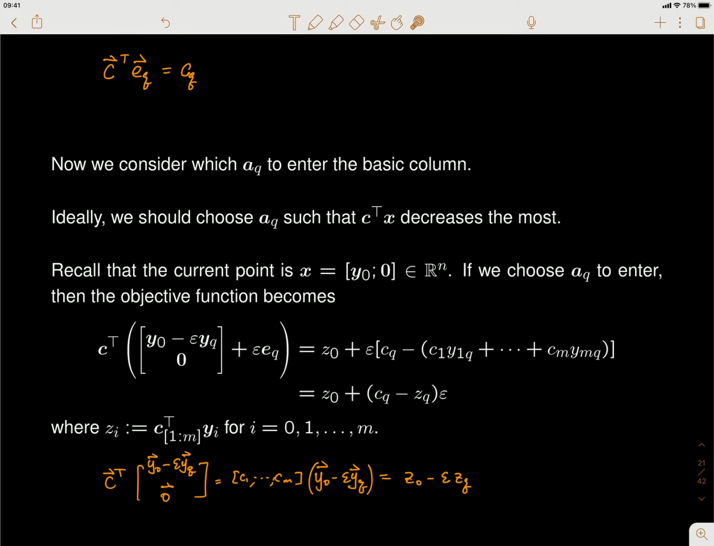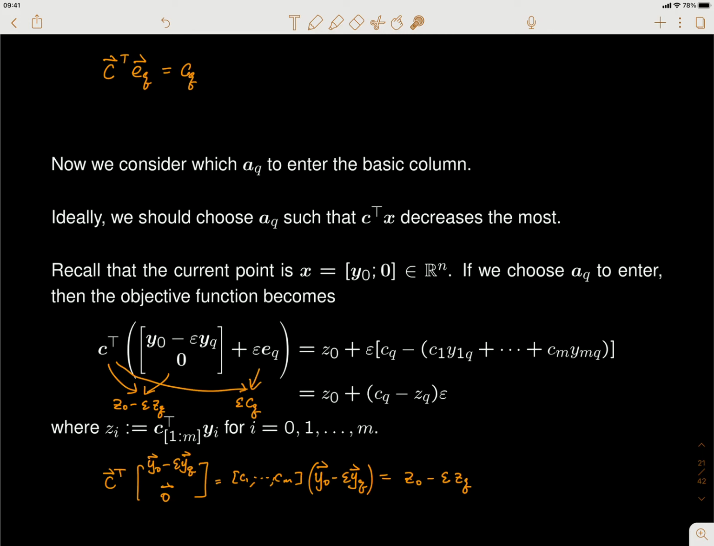So when I put everything together, as I said, these two together give me z0 minus epsilon zq. And these two together give me epsilon cq. And all together they just become z0 plus epsilon times cq minus zq. All right, so that's what the new function value is.